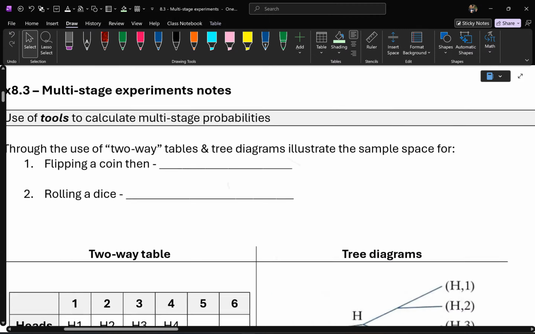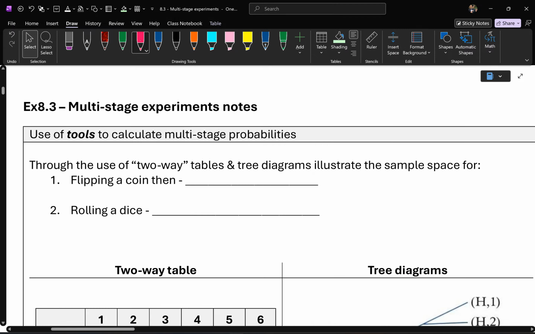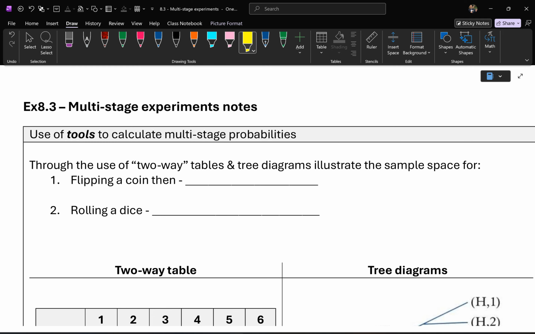Okay, so here is an example. In 8.3, they call it multi-stage because there's multiple ways, but we use what we call a two-way table or a tree diagram, okay? And here's the example. Say I flip a coin, right? And I ask, say, Fanita, if I flip a coin, what's the chances of getting tails? 50-50. So you'd say 50%, right?